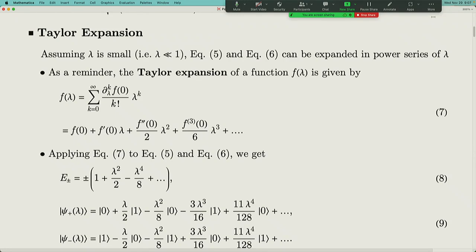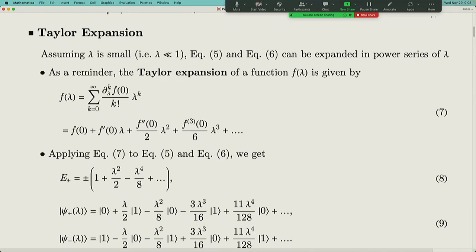And to remind you, the Taylor expansion is a formula that allows us to expand a function of any real number. So suppose I have a function of lambda. I want to expand this function in the vicinity of lambda going to 0. That means I need to know the value of the function at 0, the first order derivative of the function at 0, and the second and third and higher order derivatives. Because when lambda is 0, the function will just take the value of f of 0, right? But if lambda is small, then I can go away from this 0.